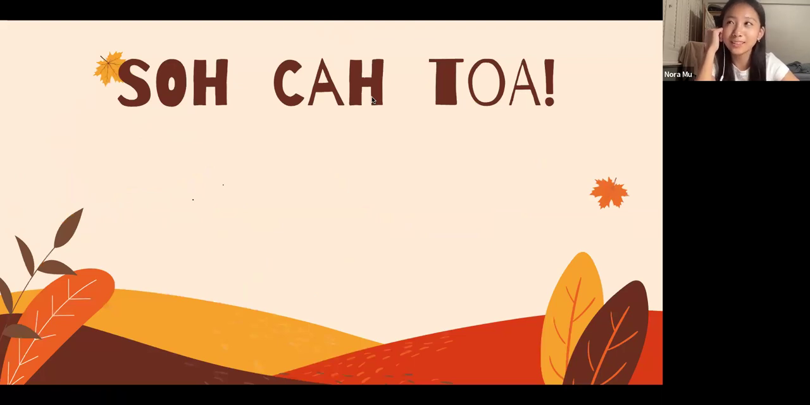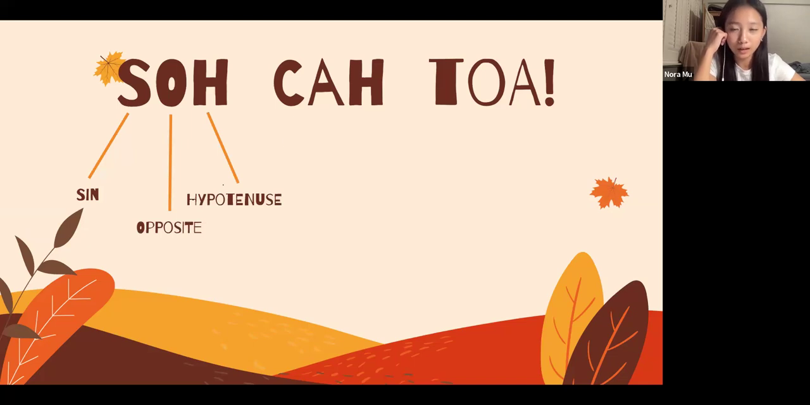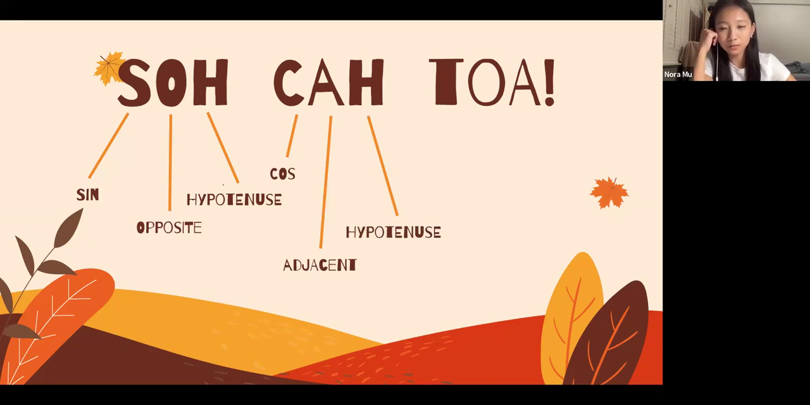And you may ask, how do you remember sine, cosine, and tangent? There's a thing called SOHCAHTOA, which is a good way for you to memorize which sides go to which. SOH represents sine, which is opposite over hypotenuse. And then CAH, which is for cosine, which is adjacent over hypotenuse. And TOA, which is for tangent, which is opposite over adjacent.